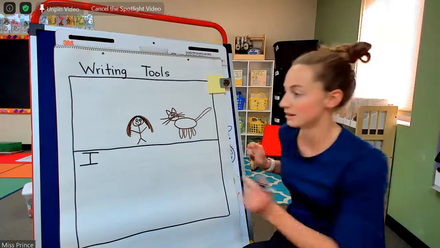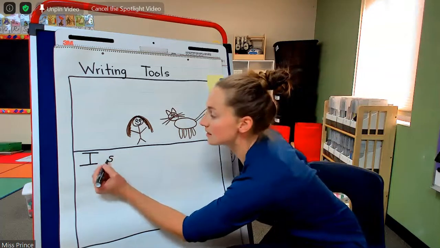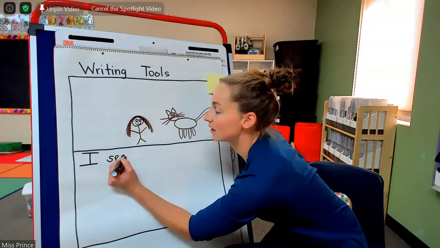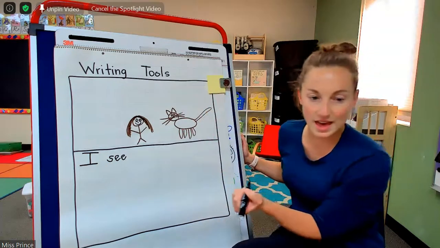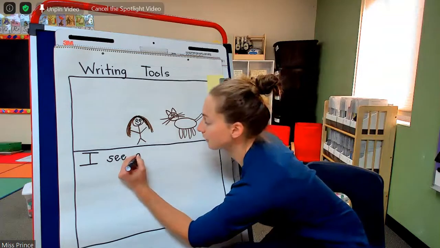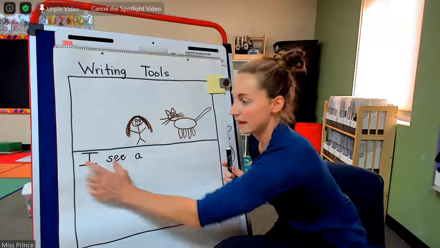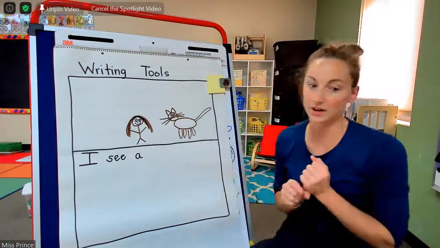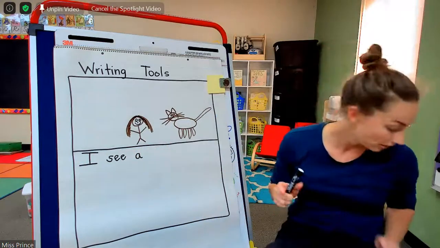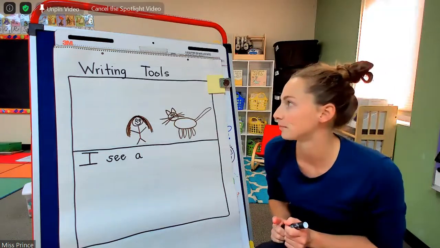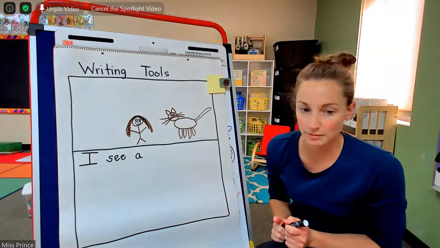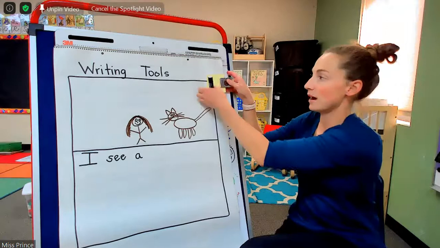See. A. When I'm writing, I'm going to make sure that I have all of my finger spaces and that I'm using the best handwriting that I can. Big. Big. I need help writing the word big.